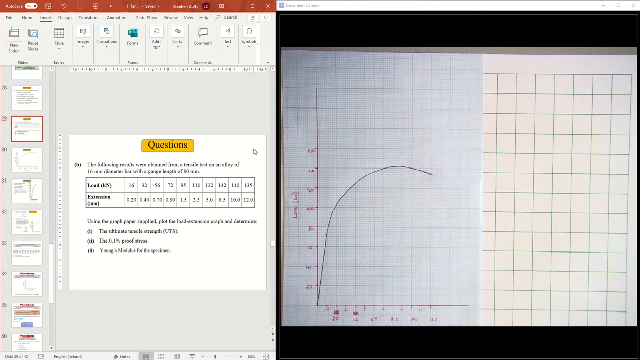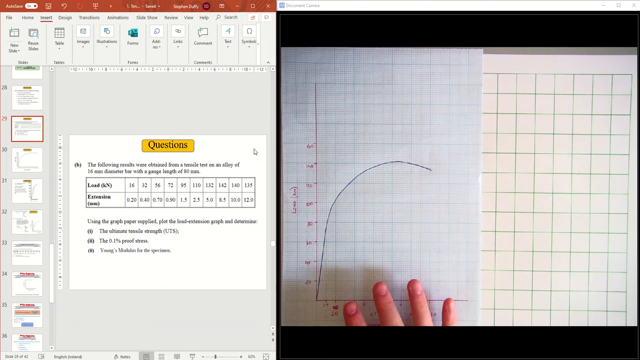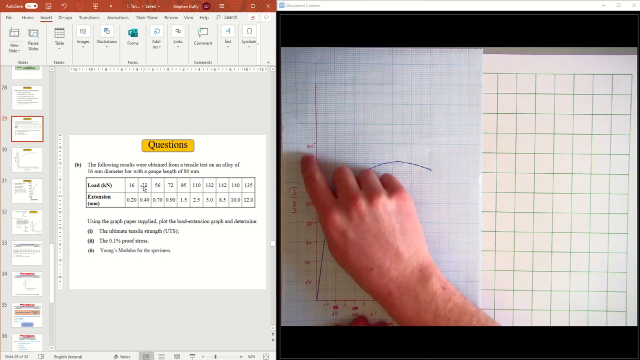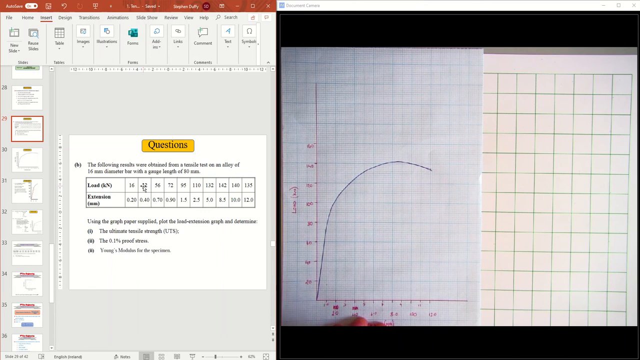Okay, now so plotting the graph, I have it plotted here just to save a little bit of time. But the way we go about it, the load, which is measured in kilonewtons, is the top row on your table here. It's always going to be on your y-axis. So I've spread that along the y-axis. The extension on the bottom is always going to be on the x-axis.